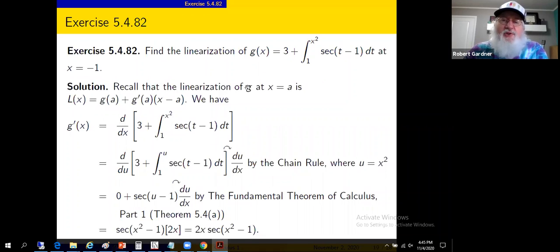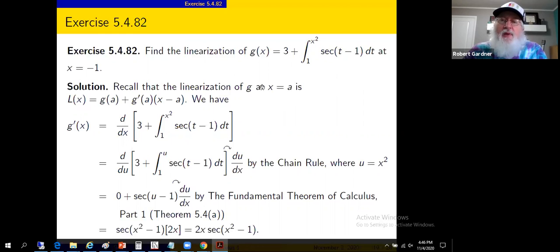Remember, linearization of a function, say g at a point A, from chapter 3, I think, was: the linearization L of x is g of A plus g prime of A times x minus A. There's the formula from your past for linearization. We're linearizing at x equals A, at x equals -1. So we have A is -1.